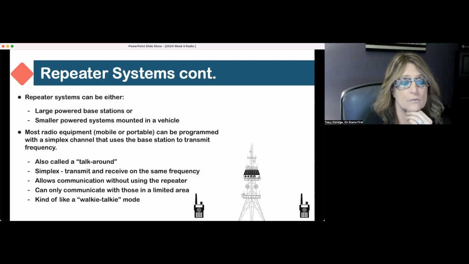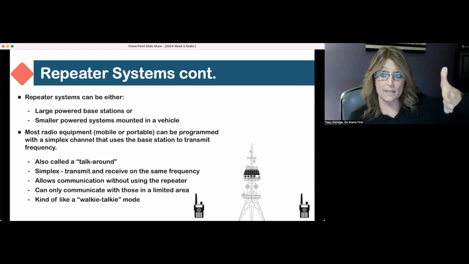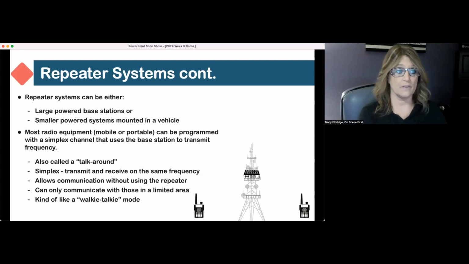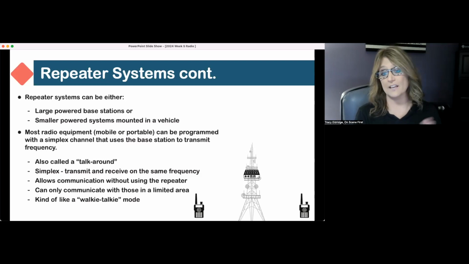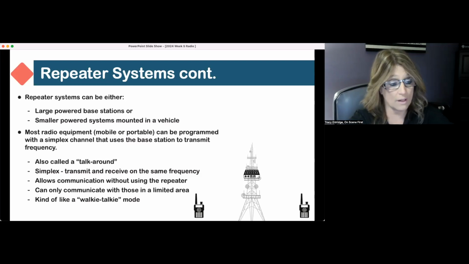Simplex transmits and receives on the same frequency. It allows communication without using the repeater. So when we go back to that same frequency thing, let me just touch back on that. When you use the repeater, you're using two different frequencies, one to transmit and one to receive. But when you move to the talk around type channel, it now becomes simplex. So it's talking and receiving on one frequency. It allows communication without using the repeater. It can only communicate with those in a very small area, and it could be considered like a walkie-talkie.